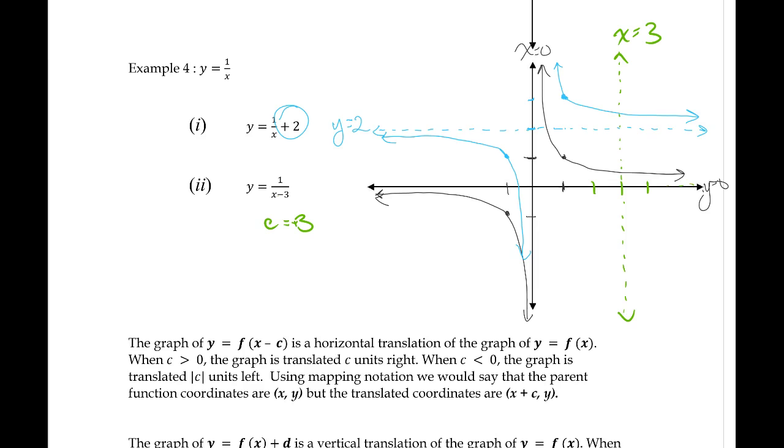My horizontal asymptote is still running along here because I don't have any vertical shift. D in the case of this second function is 0. No vertical shift or translation. So I'm going to be at 1 over for my asymptote and still at 1 for my Y value.